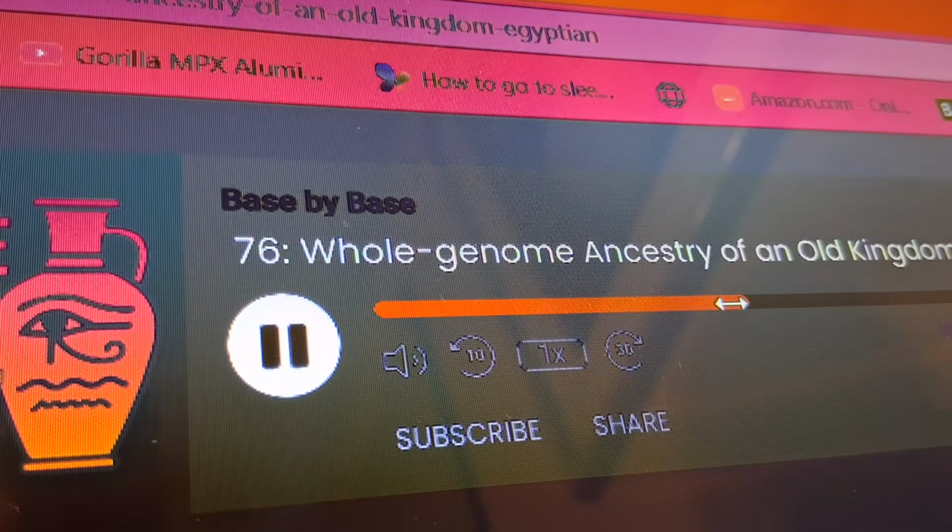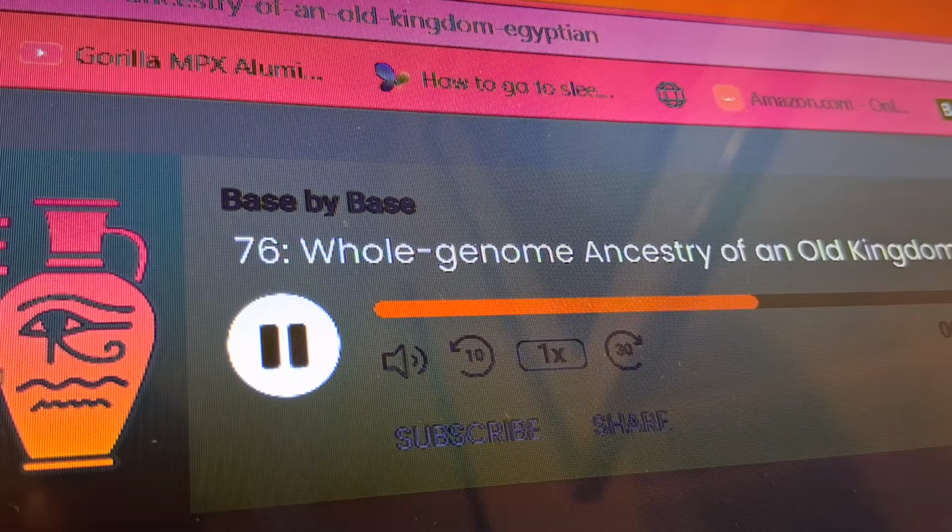Fascinating detail. Okay, so back to the main event, the genetics. What tools did they use to analyze his ancestry? They used a standard toolkit for population genetics, things like principal component analysis, or PCA, which helps visualize genetic relationships between populations. Also, admixture analysis, which models an individual's genome as a mix of different ancestral components.